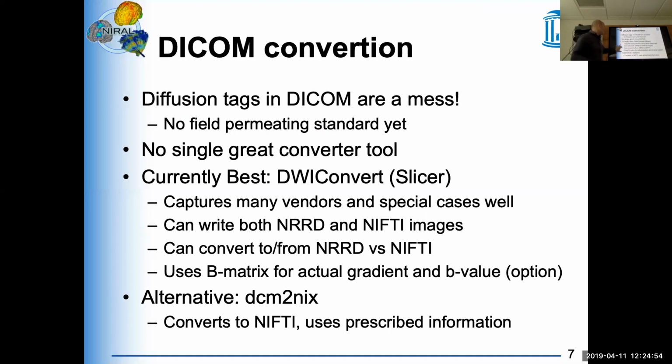So what comes out of here with this B-matrix approach is that you actually have for every gradient the right direction and the right b-value. DICOM to NIX does not give you that. Even if you only use FSL, I suggest you use DWI Convert because it can also go directly from DICOM to NIFTY. You don't have to go to NERD, even though NERD is its preferred format. It also allows you to go back and forth between NERD and NIFTY.